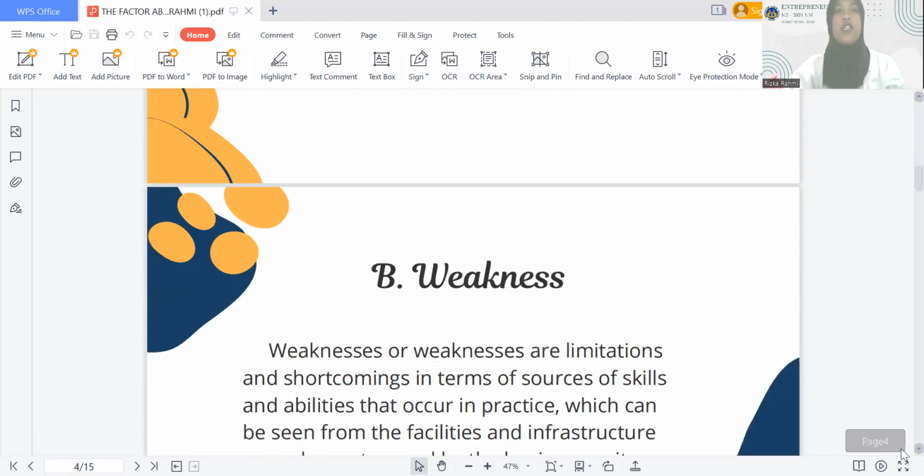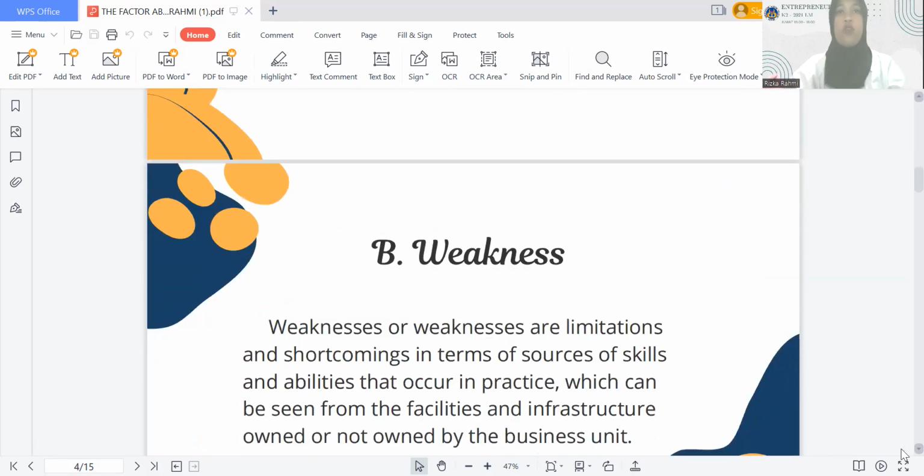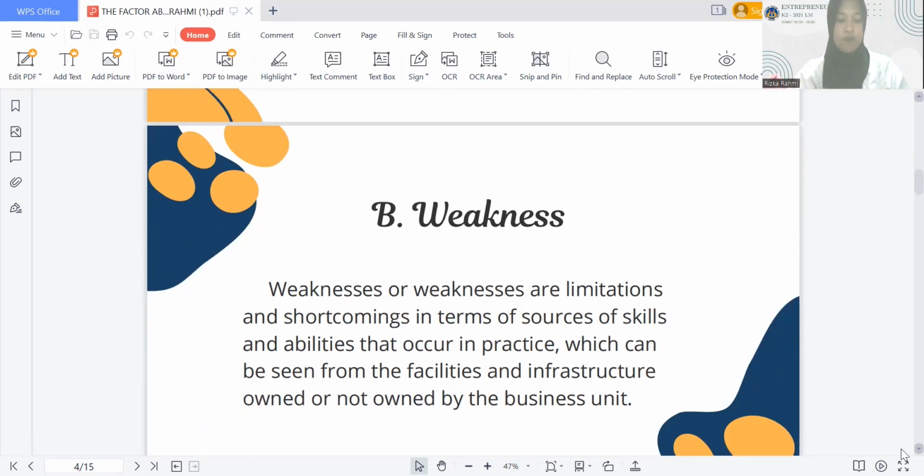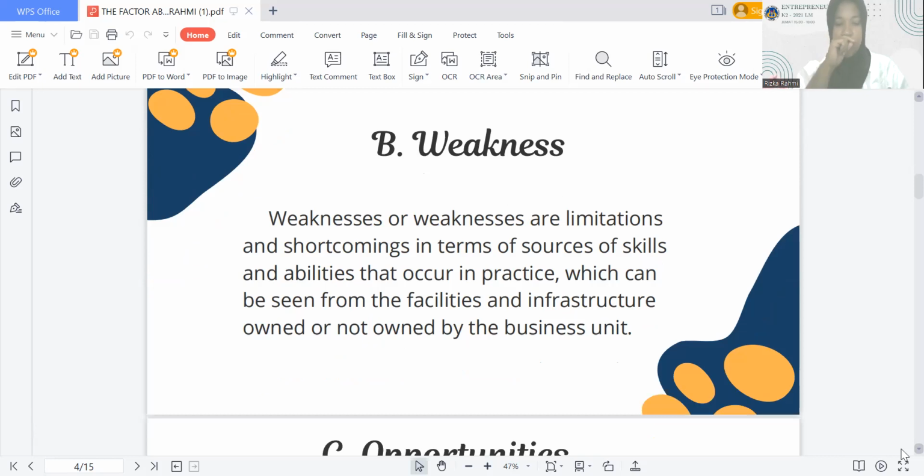And the next is weakness. Weaknesses are limitations and shortcomings in terms of skills and abilities that occur in practice, which can be seen from the facilities and infrastructure owned by the business unit. For example, products not in accordance with market demands, of little interest to users and potential users, and the level of profit generation is inadequate.